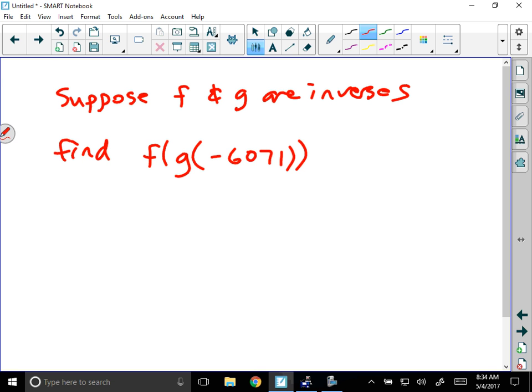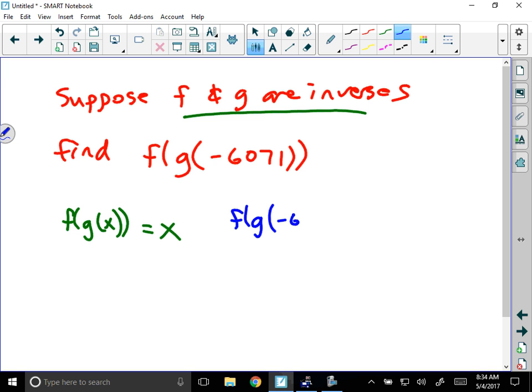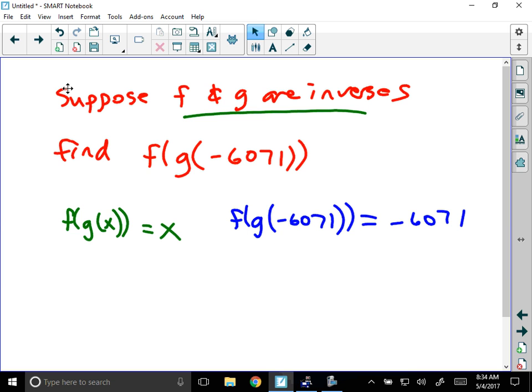This is kind of like who was buried in Grant's tomb. If they're inverses, we know that F of G of X equals X, right? Well, they're telling us they're inverses. So in this case, F of G of negative 6,071 is going to equal negative 6,071. Ha! Got him? I hope so, because there's going to be a question like that on the exercises, and people are like, well, I didn't know how to do this one. Well, you didn't have to do any work. It's just going to be whatever you're taking G of F of or whatever.